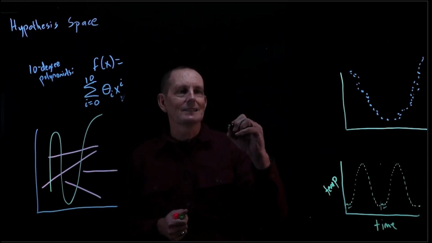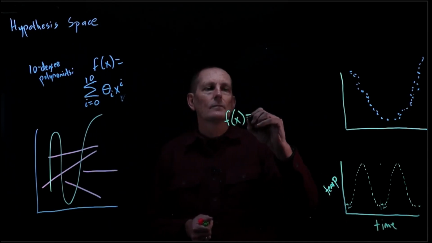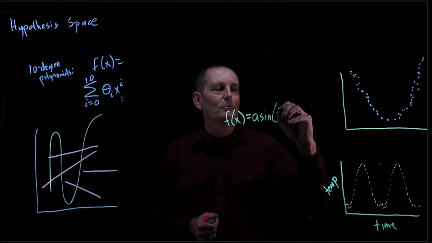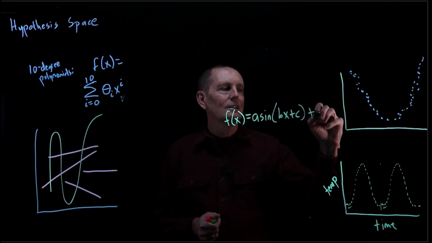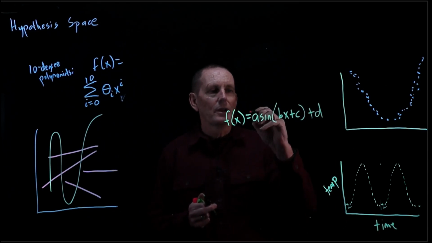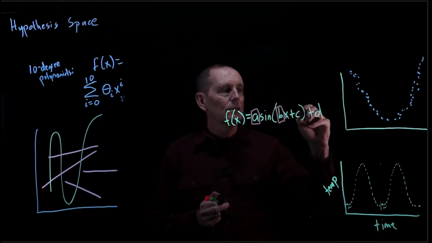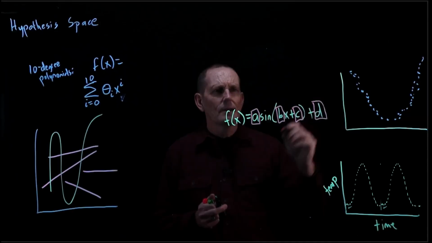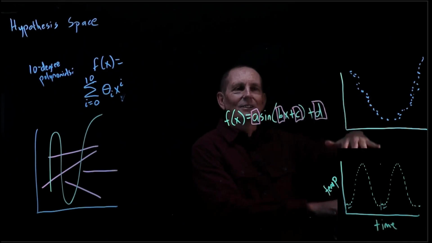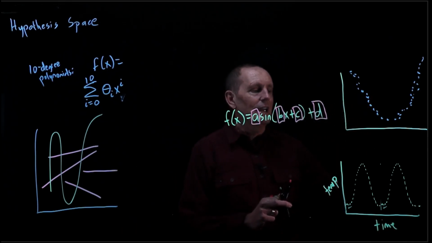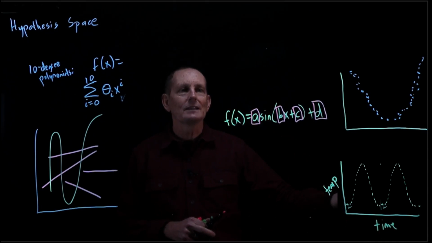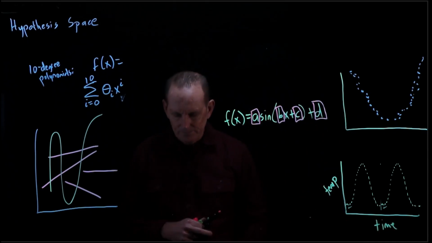So we could look at something like, let's say, a sine of bx plus c, plus d. So we would provide these 4 parameters, a, b, c, and d, and they would allow us to stretch the sine function both vertically and horizontally and shift it up or side to side. So for some sort of a problem like this, this might be a better hypothesis space to be using.